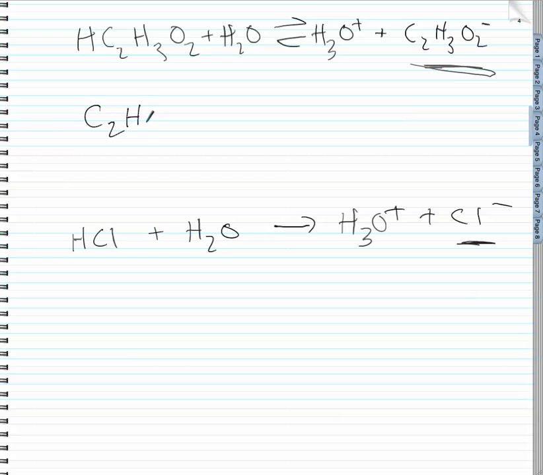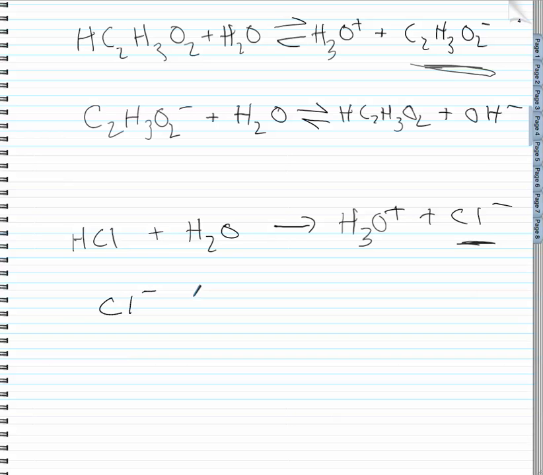If we were to put this in solution, C2H3O2-, so we react this with water, what we're going to get, okay, in this case water is going to act as the acid, and we're going to end up getting acetic acid and hydroxide. So we can see how we're forming a base here. With Cl-, if that same thing is going to be true, we would end up getting HCl and OH-.